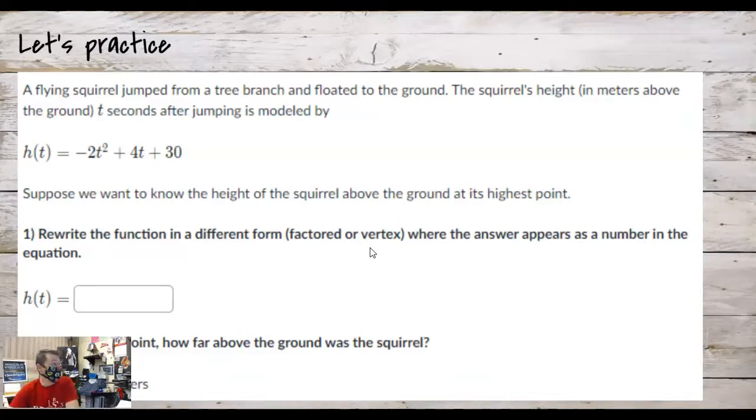So a flying squirrel, speaking of people flying, jumped from a tree branch and floated to the ground. The squirrel's height is modeled below. Suppose we want to know the height of the squirrel above the ground at its highest point. This is where you do it on your own, because we just did it together. You can use whatever method to complete the square you want. You don't have to use the strategy we just tried, but I'm going to, just to continue practicing those strategies we're not as comfortable with.